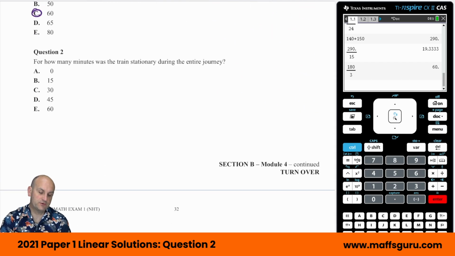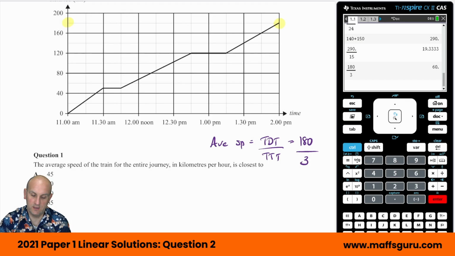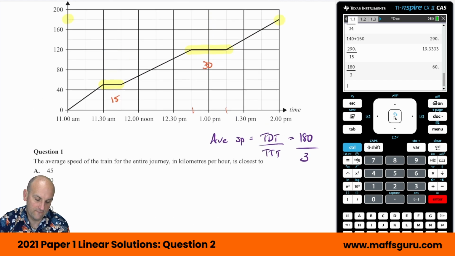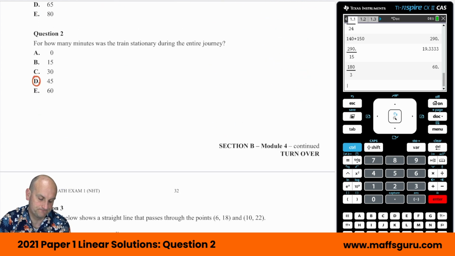For how many minutes was the train stationary during the journey? Well, the stationary bits are these horizontal bits. That basically means it's not covering any distance. So here, that is 30 minutes. No, it actually isn't. And again, always make sure you read the scale properly. That is 15 minutes. And here, that is 30 minutes from 12:45 to 1:15. So total number of minutes stationary would be 45 minutes.